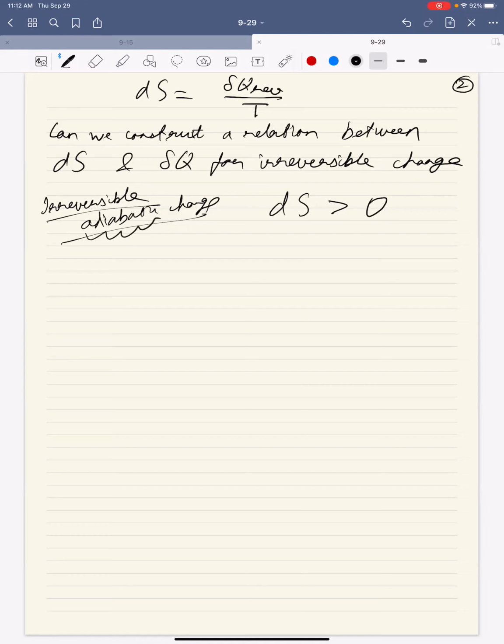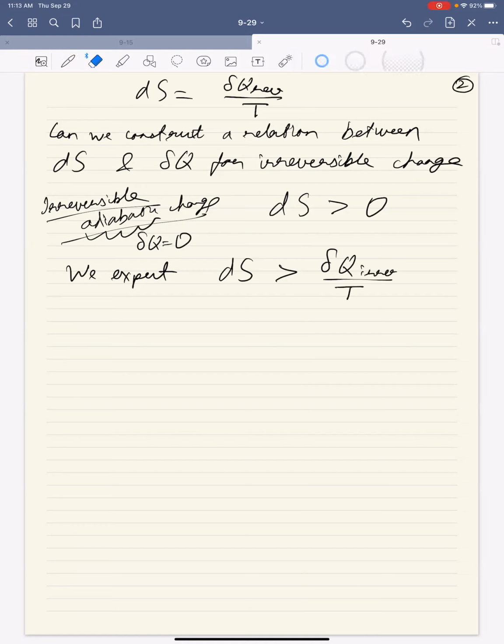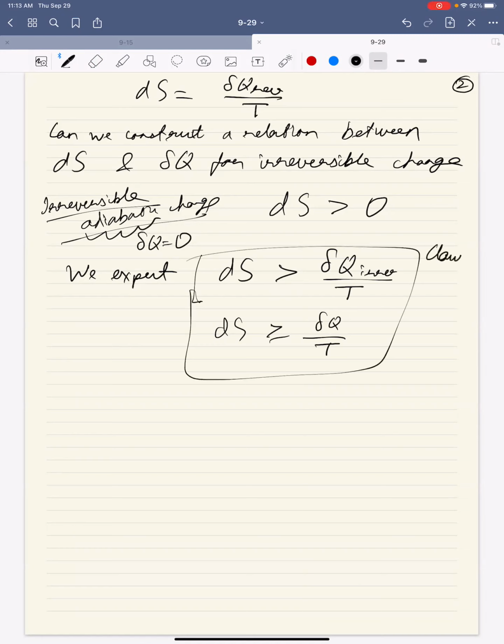But adiabatic, what is the meaning of adiabatic in terms of delta Q? Zero. So this gives you a sense of the expression you might expect to be true in general, right? Can you guess what should be the connection between dS and delta Q? Greater than or equal to, right? So we expect, we haven't proved it yet, but hopefully you have some intuition that dS should be more than or equal to delta Q irreversible by T. And if it's irreversible, then it should be strictly more than, right? Our dS should be more than or equal to delta Q by T if you don't know whether the process is reversible or irreversible, right? Either of these is known as Clausius inequality.